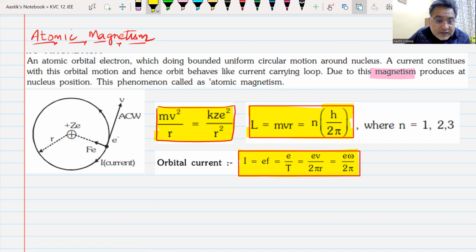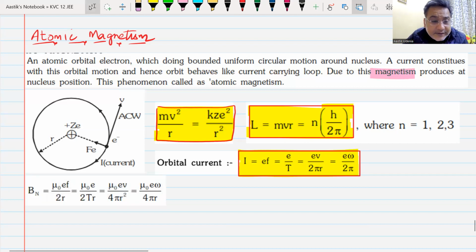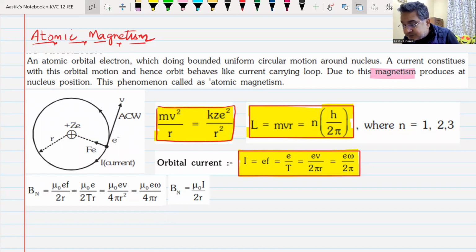Okay. Because of this orbital current, or because of the electron moving, we have also found out the magnetic field at the center, which is now the nucleus. You can do it in many ways. You can find it out from mu naught I by 2r, or you can find it out by all of these different ways where you have written it in the form of current and in the form of charge. Do we understand all the different forms? Yes, sir. You just have to remember one form, mu naught I by 2r, and I is e by T or e into f, and you will get all these different forms.